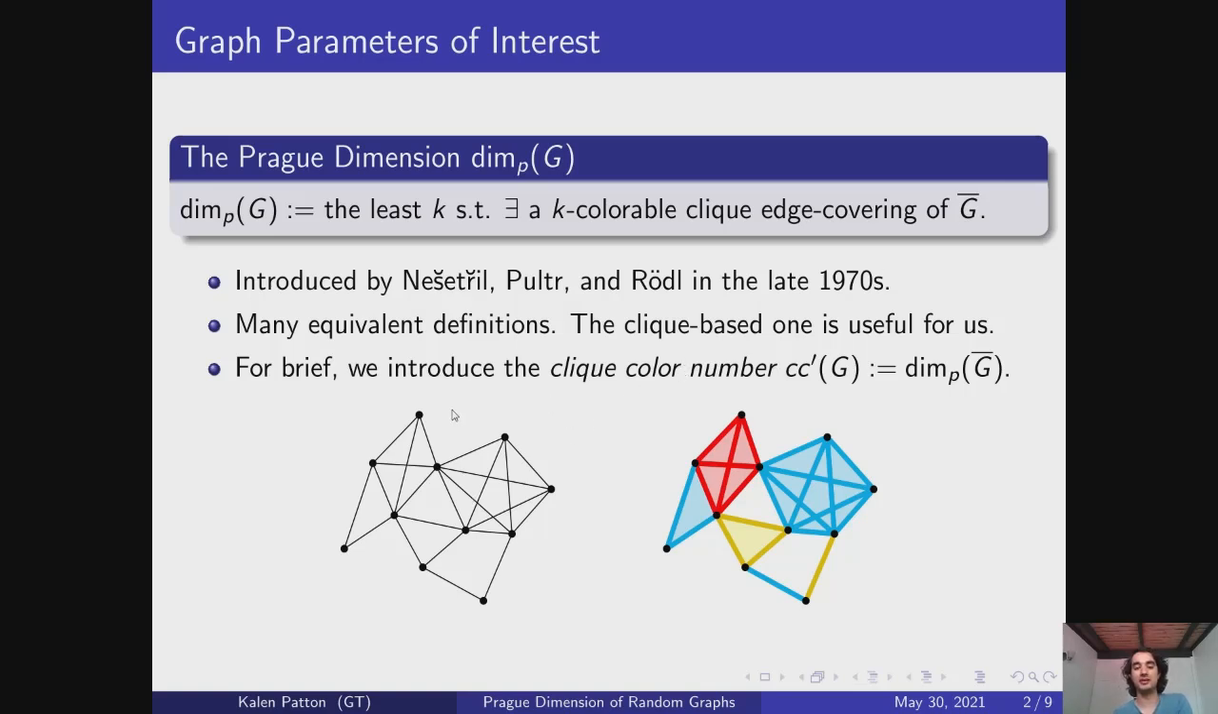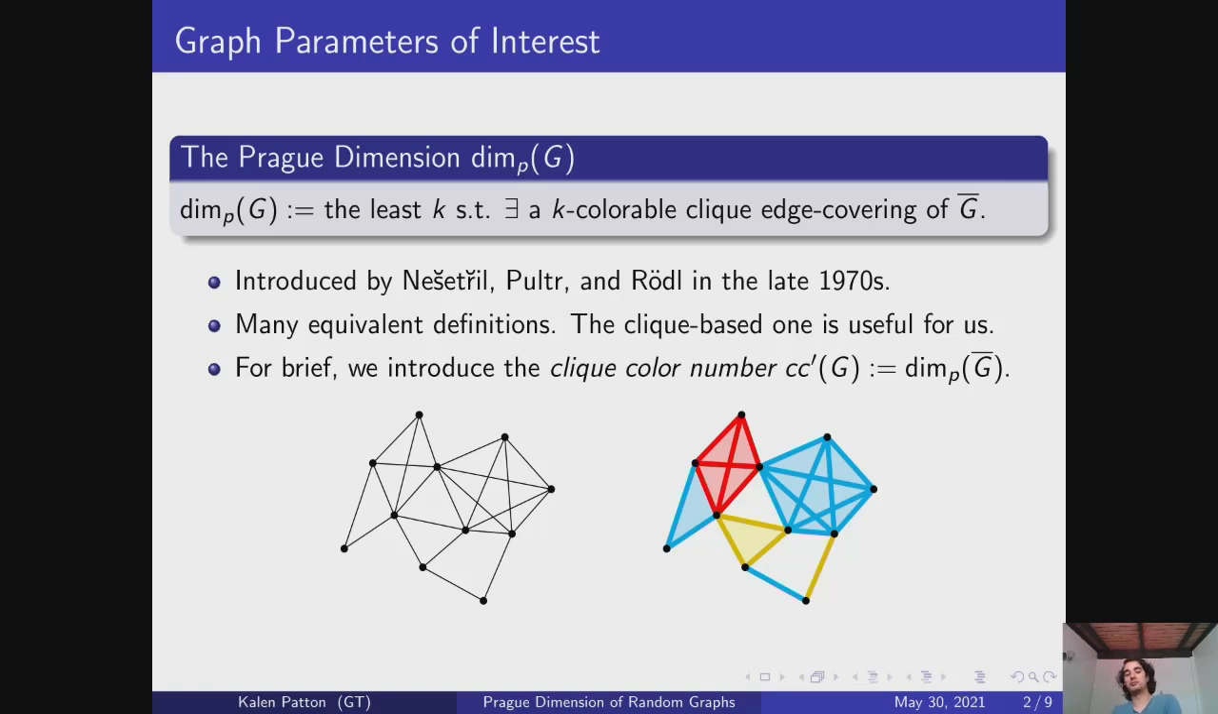Okay, and so now to see an example of this clique color number, we can look at this graph here at the bottom. One way that we can get an upper bound on the clique color number is to first find a clique edge covering and then color it with a few colors. We can see this over here on the right. We find a clique edge covering using 6 cliques, and then we can color this clique edge covering properly using 3 colors. So that tells us that the clique color number of this graph must be at most 3.